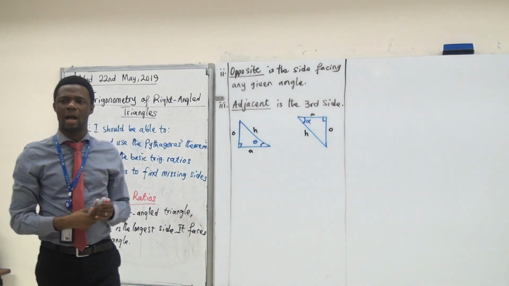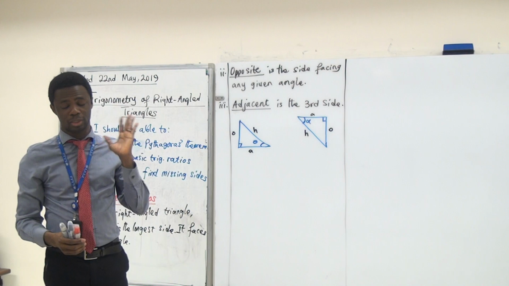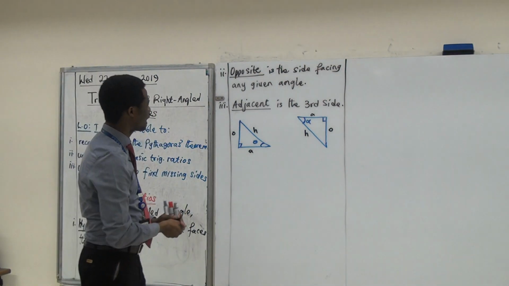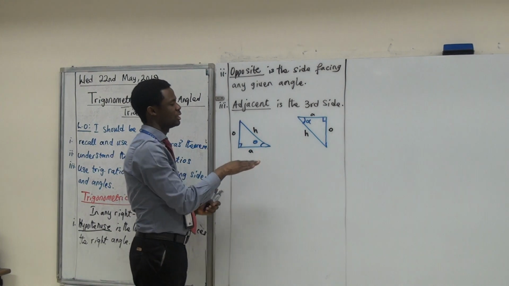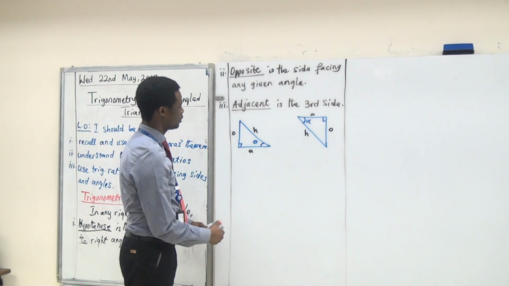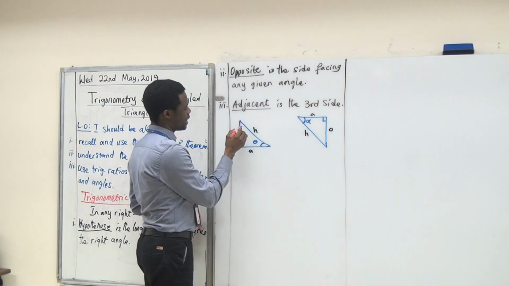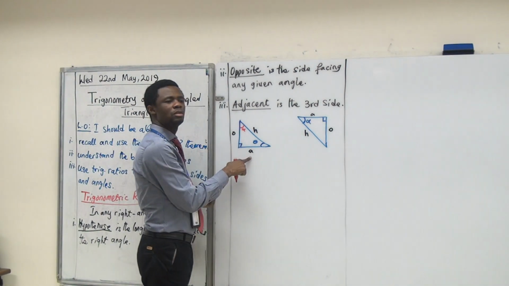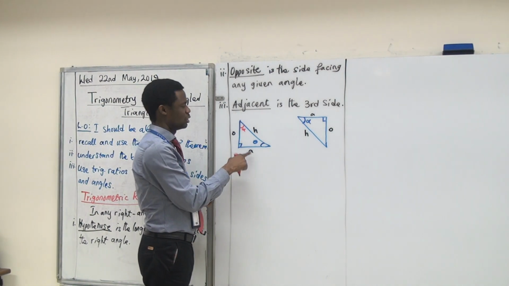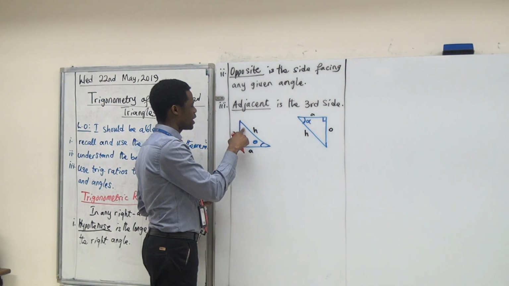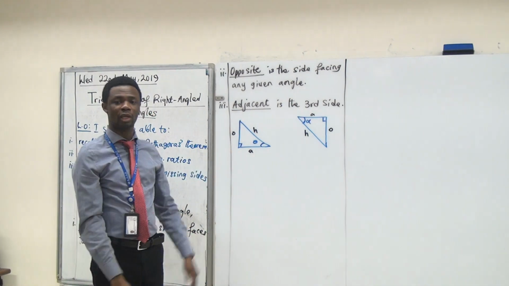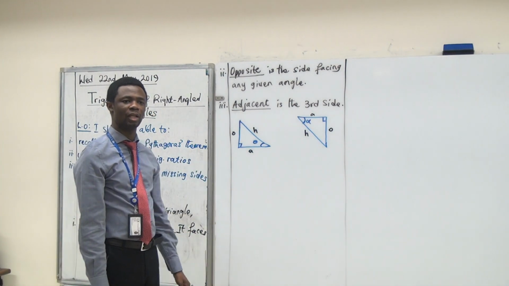Okay? I once had a confused idea, thanks to someone who explained to me that time, that adjacent is the side the triangle is sitting on. So, when you come across a question where this is a given angle, what is this side supposed to be? The opposite. So, the idea that adjacent is where the triangle sits on is wrong. It's only valid in this case, but not all triangles will be like this.